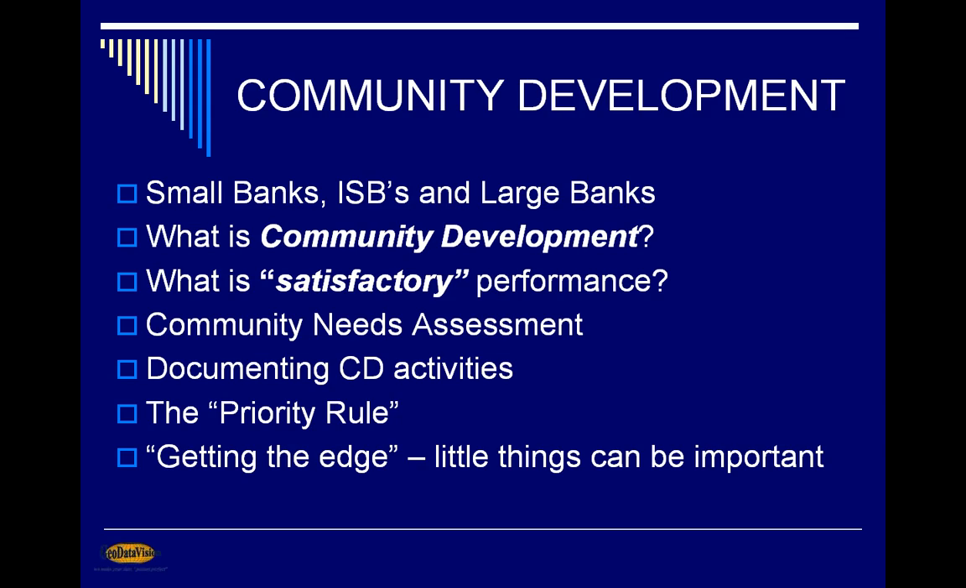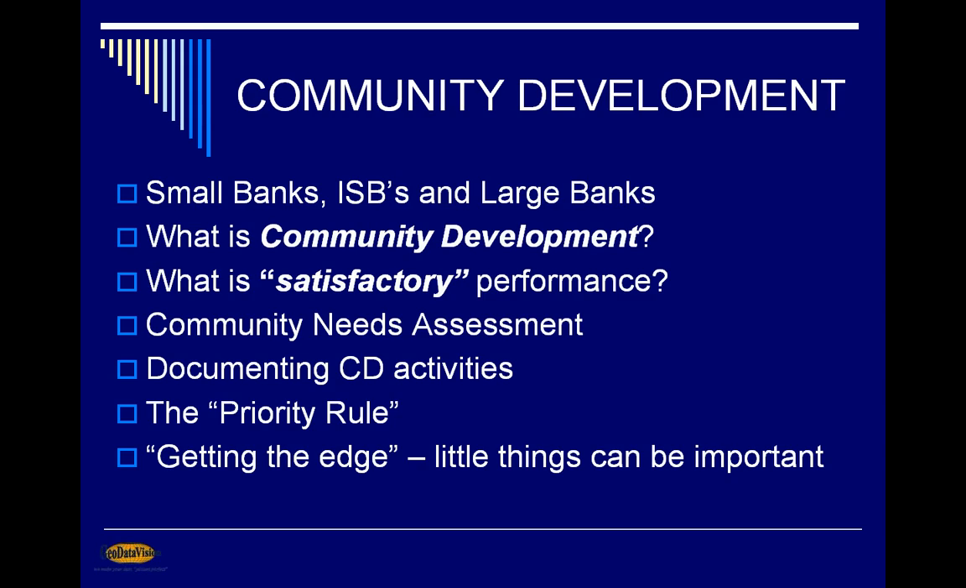From that point, we'll launch into some discussion about what's called a community needs assessment. And following that, we're going to talk about how to properly document your community development activities so they can withstand examiner scrutiny. Then number 6 will be the priority rule, which is a rule that most people are not aware of and which costs banks dearly in terms of community development. And then finally, we're going to talk about how you can get the edge in terms of community development under CRA, because little things can indeed be important and can make a critical difference.